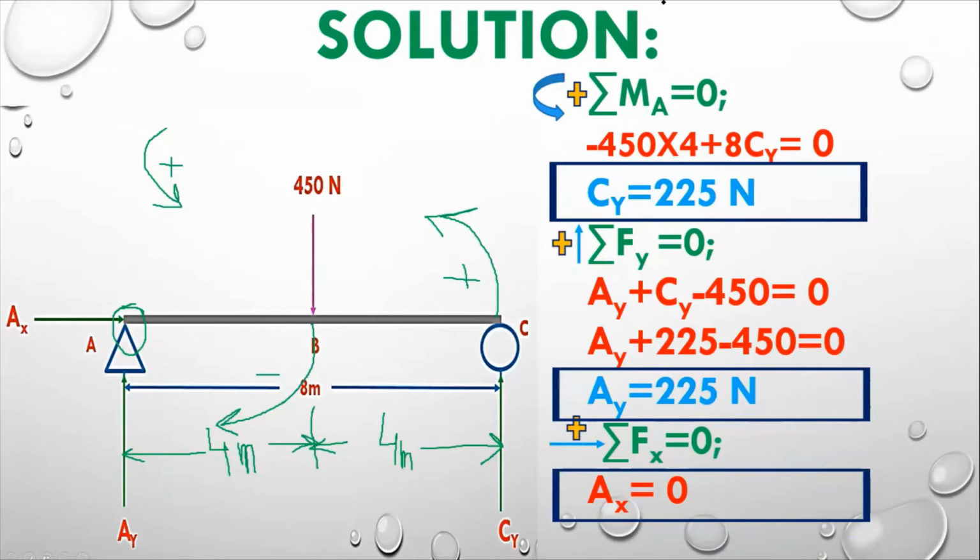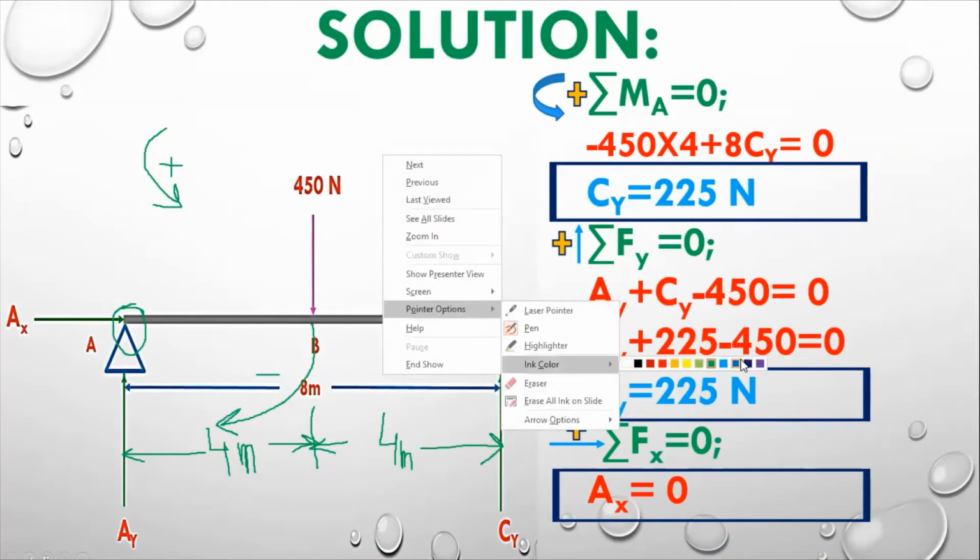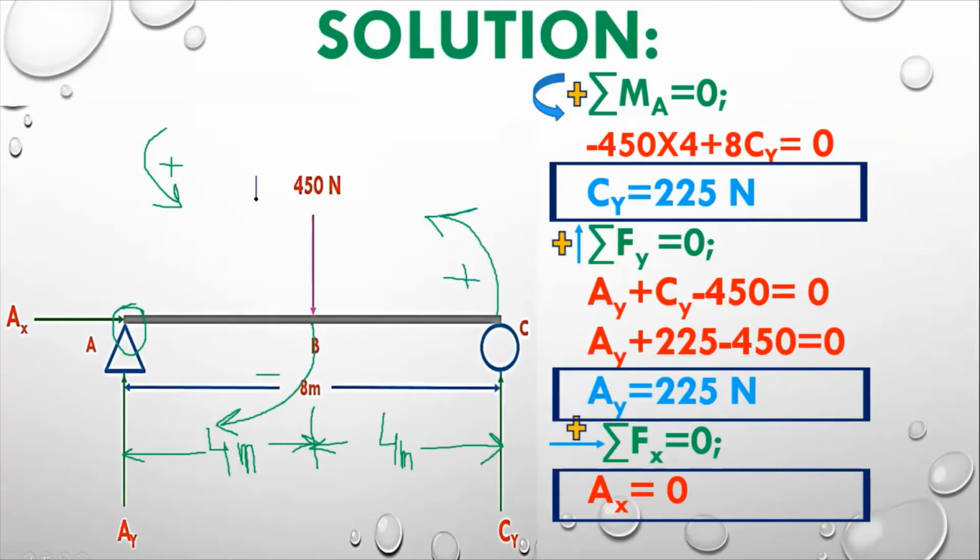You can also say that Ay is equal to, if I am going to say here, for example, I am going to change the pointer color here, P is equal to 450. If the force is acting at the center, then Ay will be equal to P divided by 2. P means the 450 value. So the answer will come to the same, and Cy is equal to P divided by 2, because the load is equally divided into two supports, and it means you have achieved the equilibrium condition in this way.